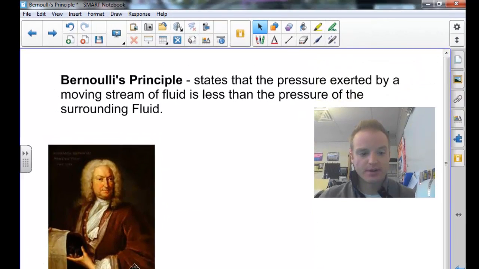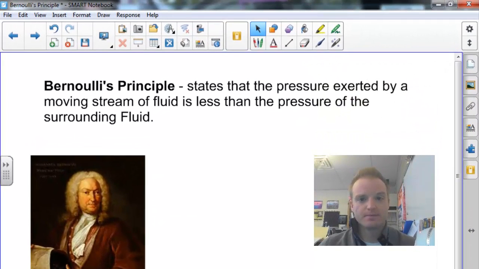So Bernoulli is right here. Here's our guy. And Bernoulli lived again in the 1600s, a long time ago. And he had this idea, after many experiments, and it states that the pressure exerted by a moving stream of fluid is less than the pressure of the surrounding fluid. It seems kind of like a simple idea. Let's try this again. Bernoulli said that the pressure exerted by a moving stream of fluid is less than the pressure of the surrounding fluid.